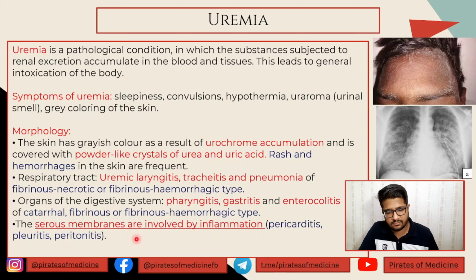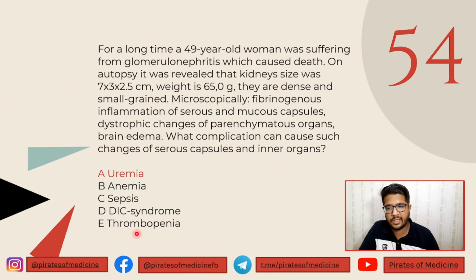So the pericardial membrane, the pleural membrane, the peritoneum itself, which are the serous membranes, are involved in inflammation, which was seen in the patient. You can see the fibrinogenous inflammation of the serous and the mucous capsules. So in the background of glomerulonephritis, you can understand that this complication is uremia, which has caused these changes in the patient over here.